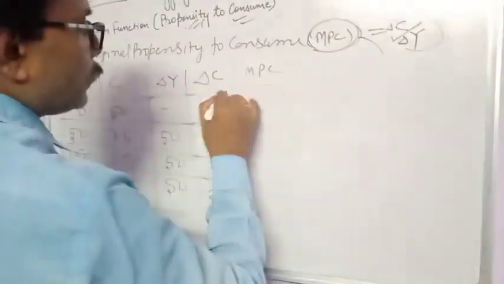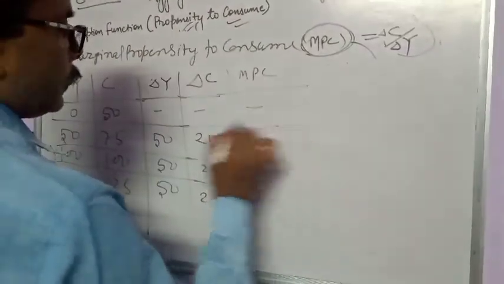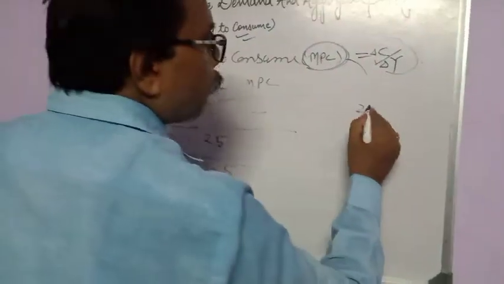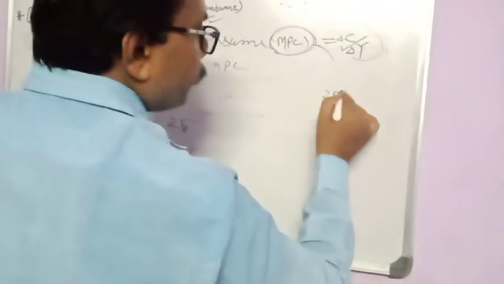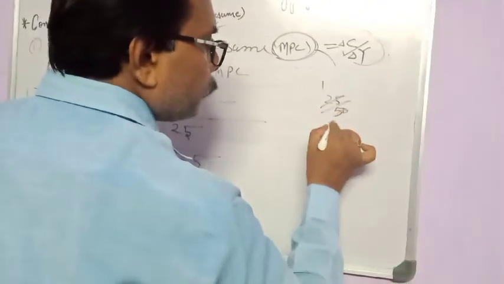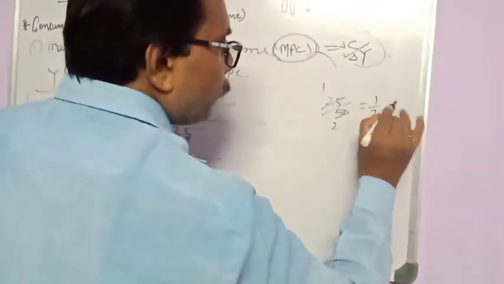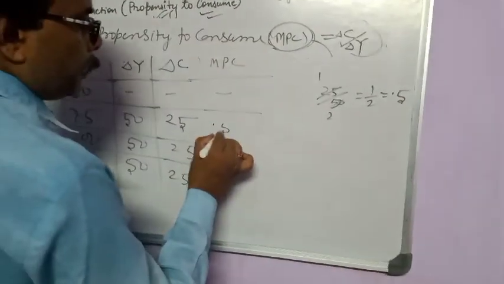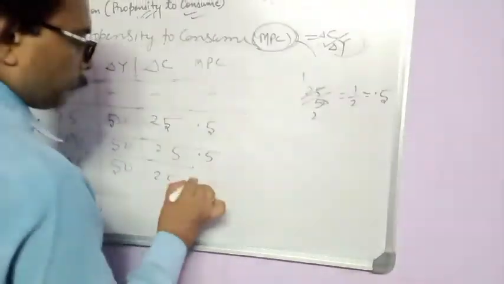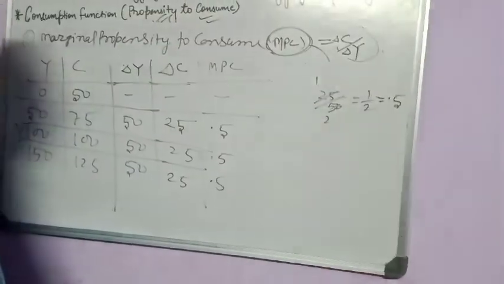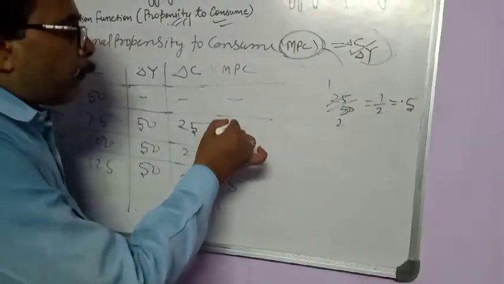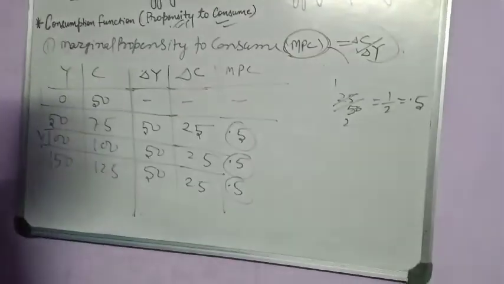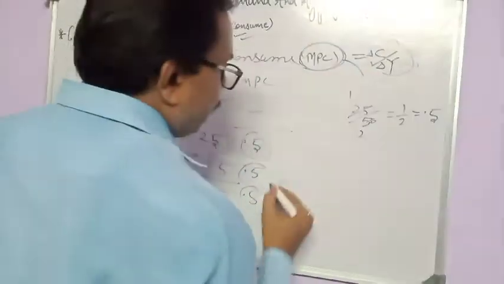Clear? So here 25 divided by 50, that is 1 by 2, which is equal to 0.5. So here the value will be 25 in each. Clear? Now, what do you mean by the value of 0.5? This is the most important. What does it indicate?